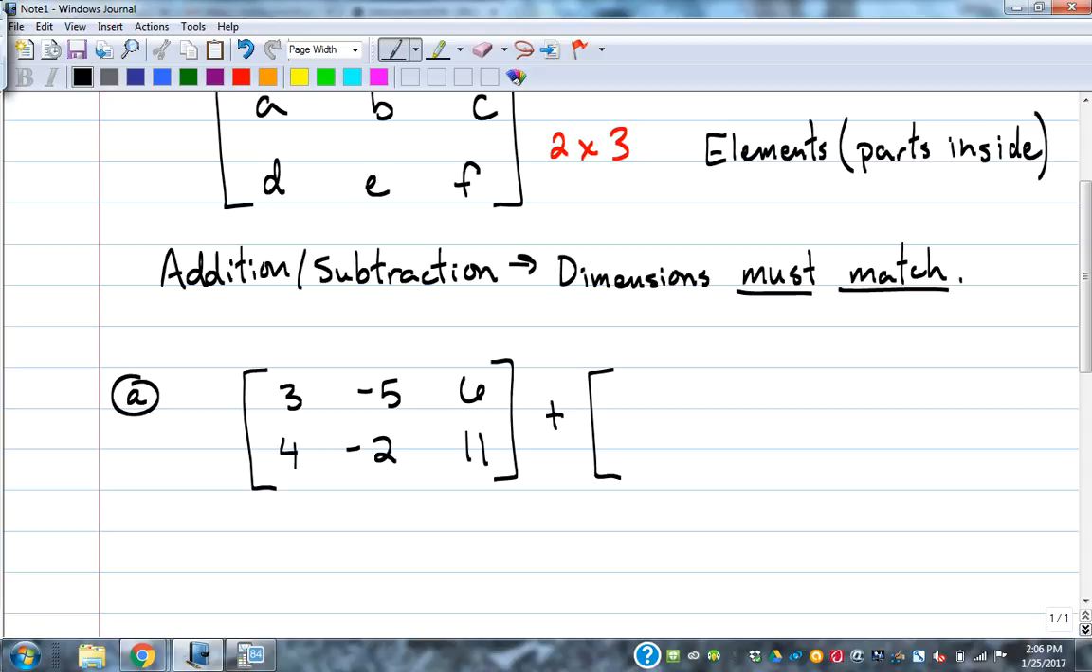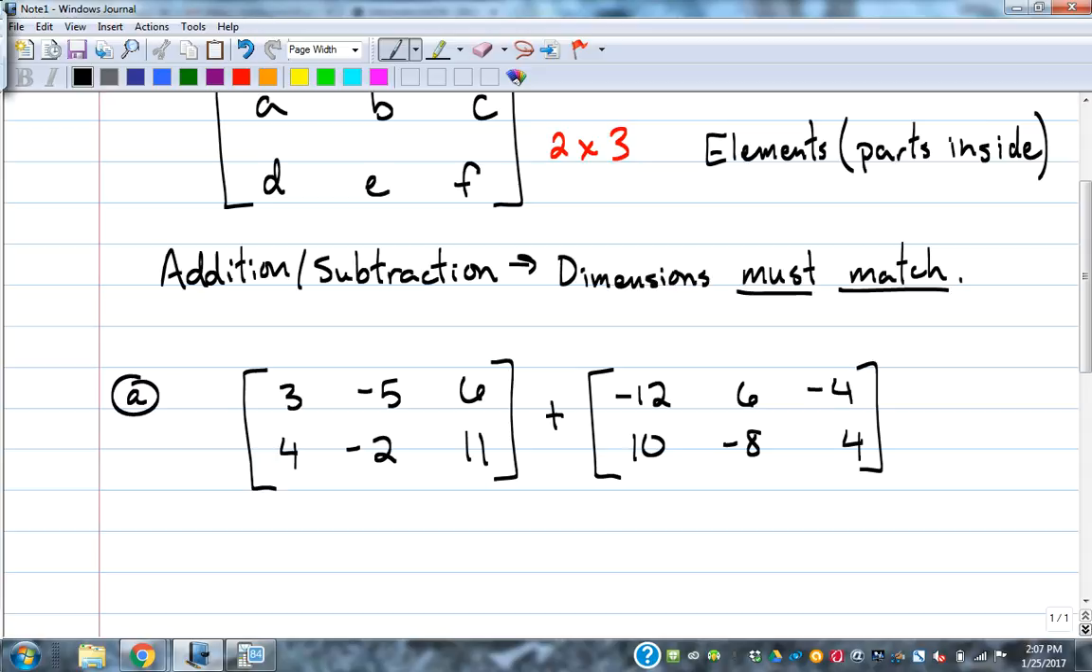What dimension is this first matrix? 2 rows, 3 columns, so 2 by 3. If I add something to it and I want it to be a defined operation, what size does it have to be? 2 by 3. It's got to be the same size. So let's use -12, 6, -4, 10, -8, +4.